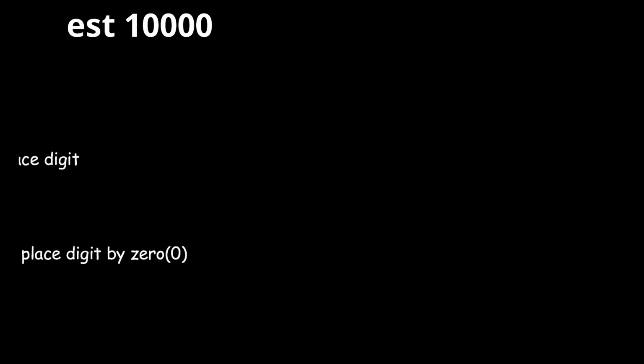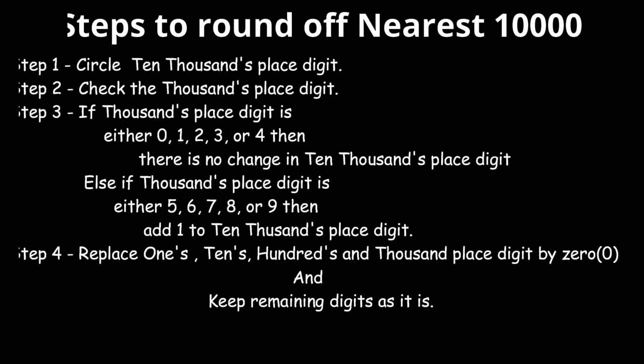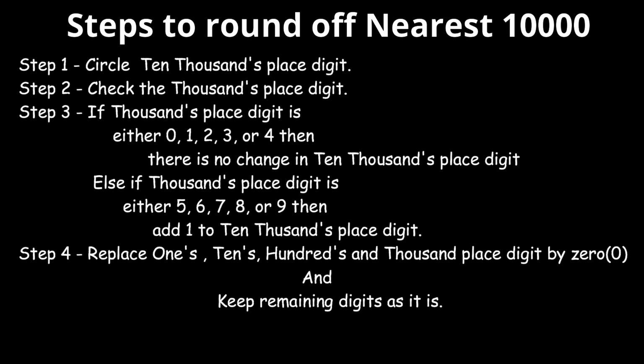Steps to round off to the nearest 10,000. Step 1. Circle the 10,000 place digit. Step 2. Check the 1000 place digit. Step 3. If the 1000 place digit is either 0, 1, 2, 3 or 4, then there is no change in the 10,000 place digit. Else if the 1000 place digit is either 5, 6, 7, 8 or 9, then add 1 to the 10,000 place digit. After this, replace the ones, tens, 100 and 1000 place digits by 0 and keep the remaining digits as it is. Let's round off some numbers to the nearest 10,000.